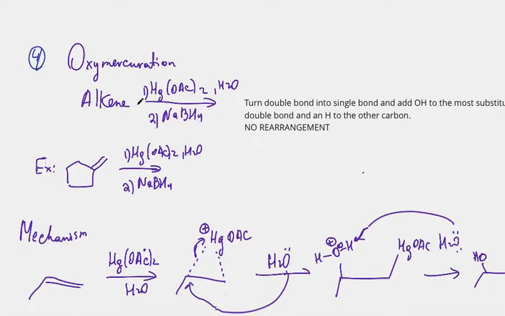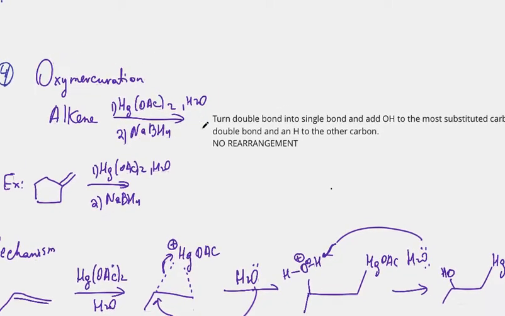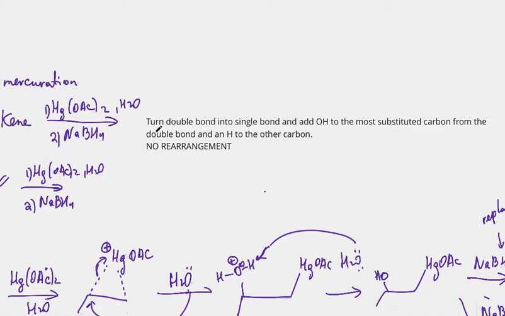So alkene, my reagent is HgOAc2 with water, and the second part is NaBH4. And here I wrote what happens. You will have to turn double bond into single bond. Notice a pattern. We always do this, almost always do that. I will not say always. There will be a reaction where we do not. But for the most part, we turn double bond into single bond.